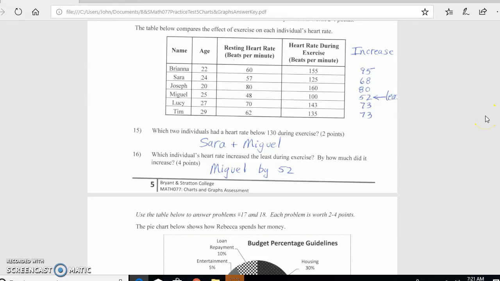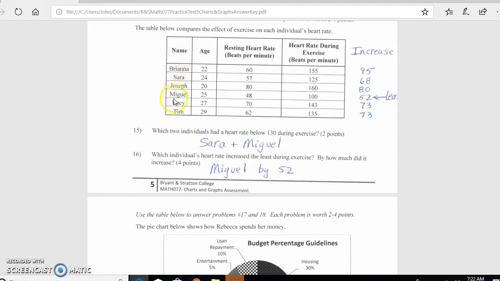This is the practice test for charts and graphs, and here we're looking at questions number 15 and 16. And we're given this table. It says the table below compares the effect of exercise on each individual's heart rate. And so we have these different columns.